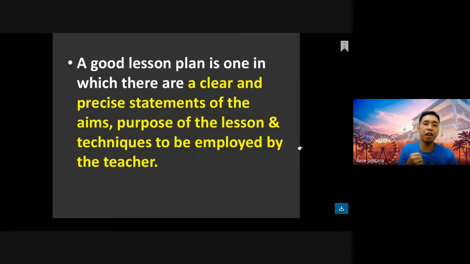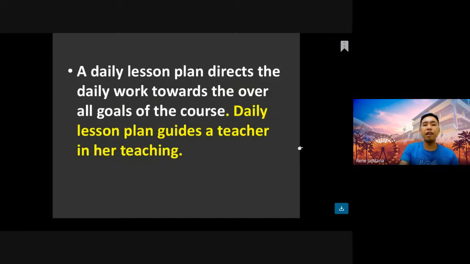Another thing, a good lesson plan is one in which there are clear, precise statements of the aims. There we can see the objectives, the purpose of the lesson, and the techniques to be employed by the teacher. So it must be clear and precise. A lesson plan directs the daily work towards the goals of the course or the subject. So what is the main goal of the subject? The lesson plan will help you direct your work to achieve the goals of that subject. A daily lesson plan guides the teacher in his teaching.